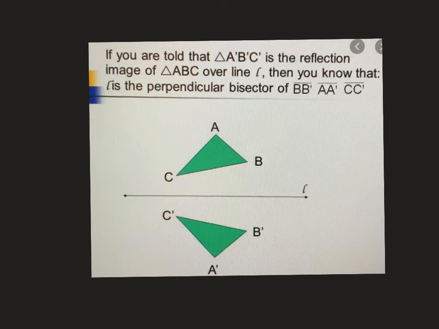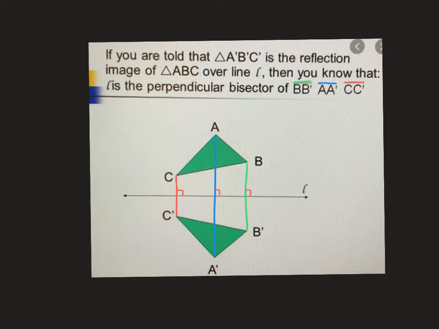So if this is a line of reflection, some of the things I'm going to know is I'm going to have segment C prime, segment B prime, and segment A prime right here. Then we know that they're perpendicular bisectors. So that means that I have a 90-degree angle from these segments to my line of reflection.